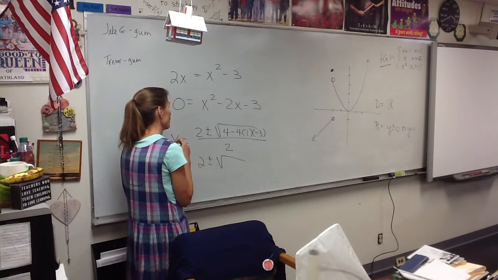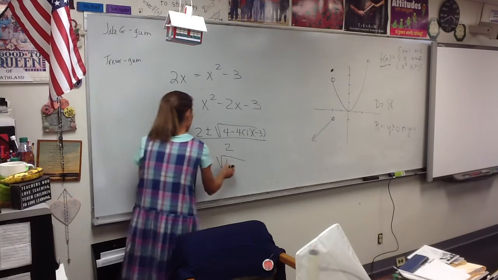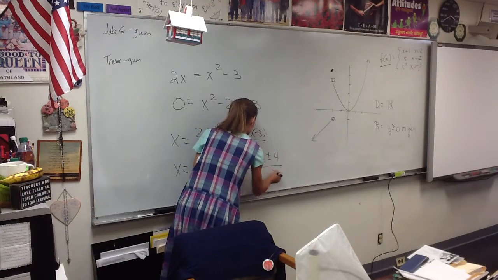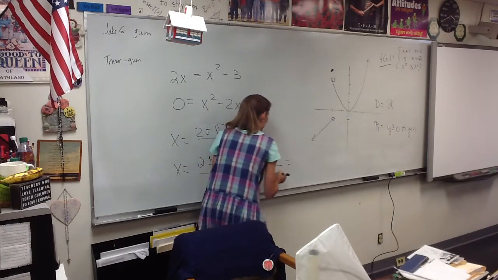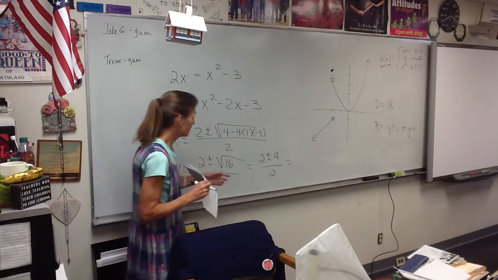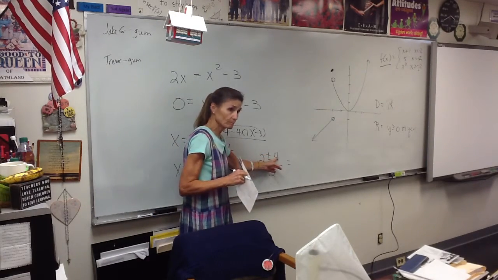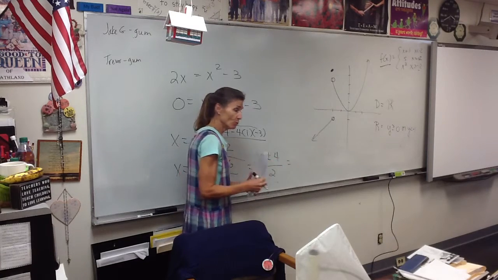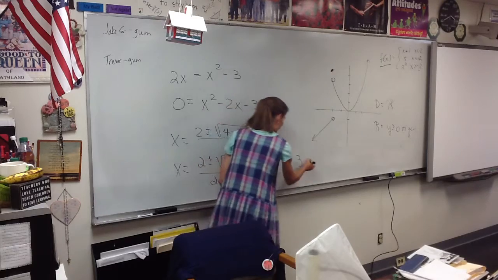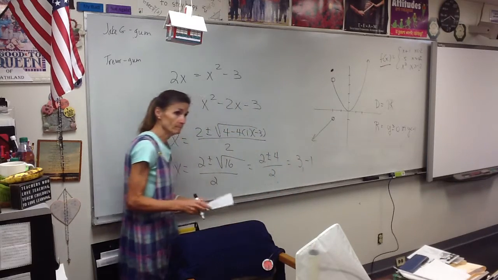2 or 4 plus 12, 16. So 2 plus or minus 4 over 2. So I'm going to get 2 answers. Vincent, I always get 2 answers, right, no matter how I do the problem. 2 plus 4 over 2 would be 3. 2 minus 4 over 2 would be -1.